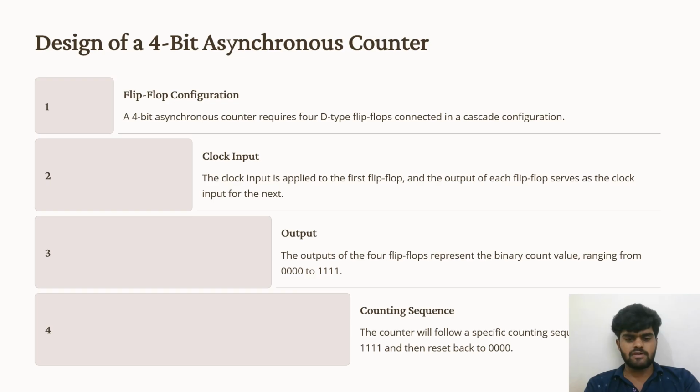The outputs of the four flip-flops represent the binary count value ranging from 0000 to 1111. Counting sequence. The counter will follow a specific counting range from 0000 to 1111 and then reset back to 0000.